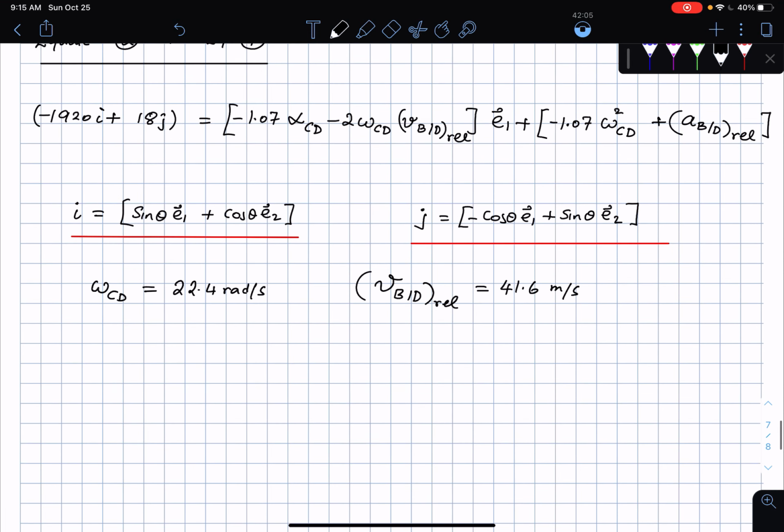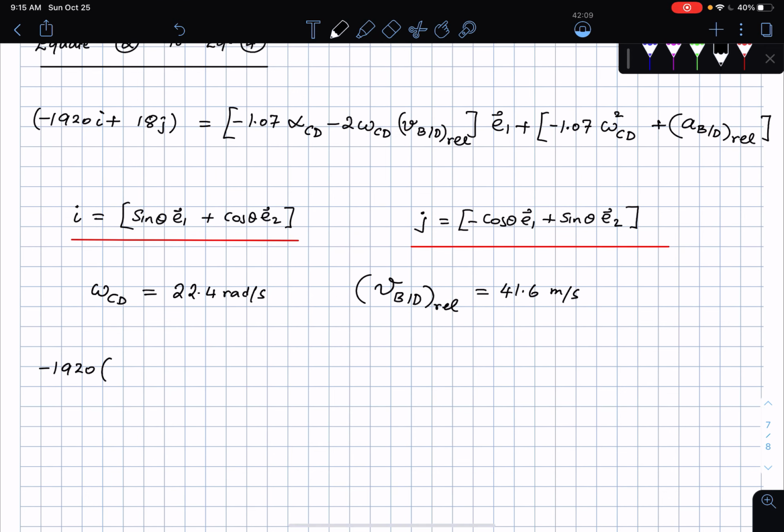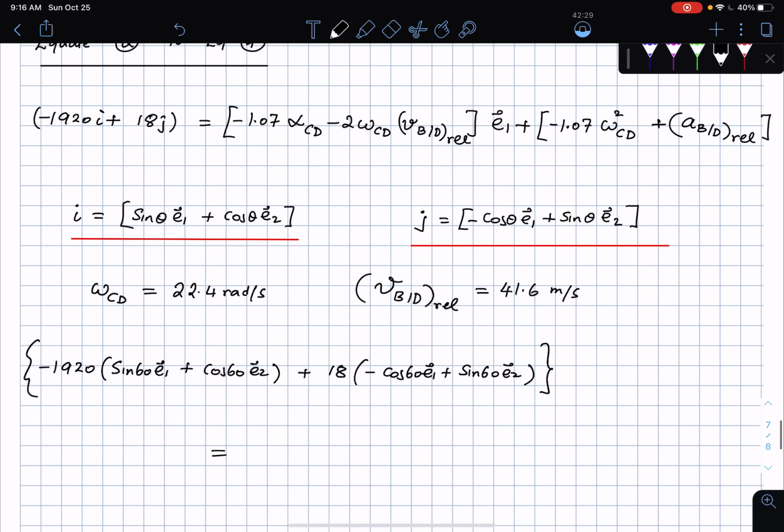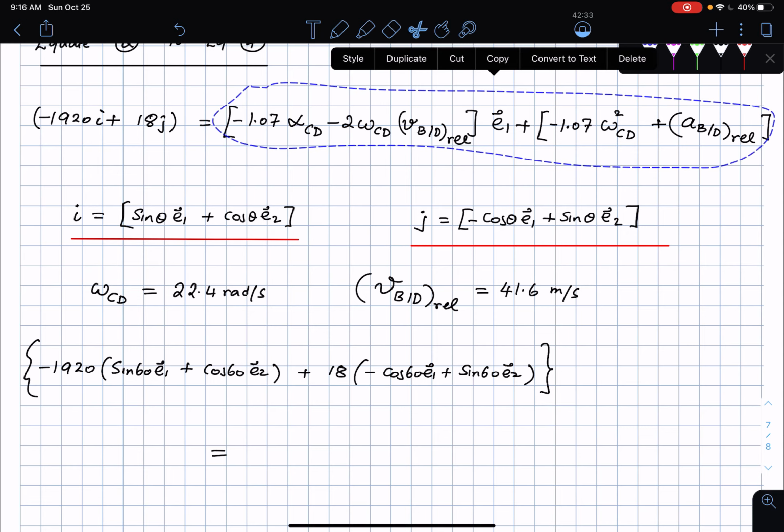So then all I have to do is do the substitutions. Minus 1920 times I, which is sine 60 E1 cosine 60 E2, plus 18J, which is minus cosine 60 E1 sine 60 E2. This is what I have on the left hand side. This has to be equal to all these big guns put together on the right hand side.